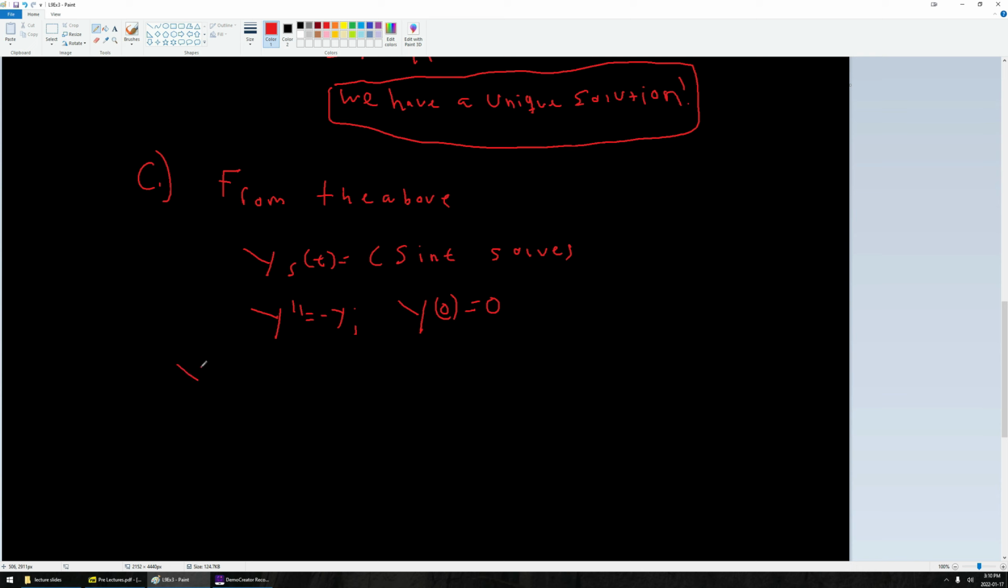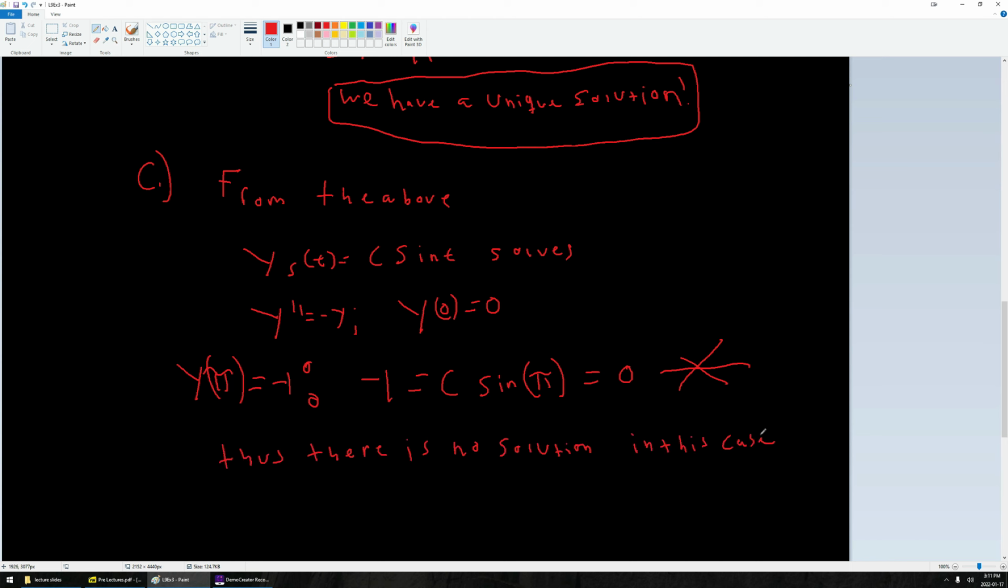So in this case, I want to say, hey, y of pi needs to be equal to -1. What does this imply? Well, this means -1 has to be equal to c times sine of pi. Uh-oh, that is 0. This is a contradiction. Okay, so from here we can say, thus, there is no solution in this case.